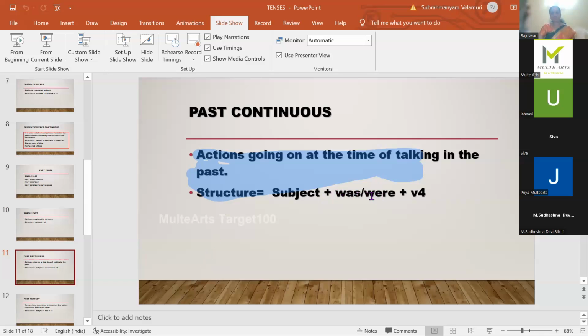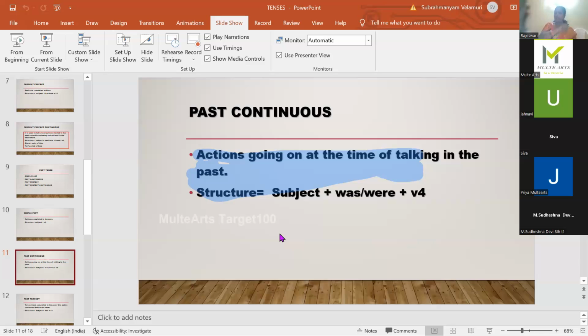Subject plus was or were plus verb-ing. Was is used for a singular subject. Were is used for a plural subject. I was writing yesterday when Rohan came to my house. So Rohan came to me at the time I was writing. When the bell rang, I was cooking. What am I doing? The action is going on at that time. Yesterday only it happened. All this finished.